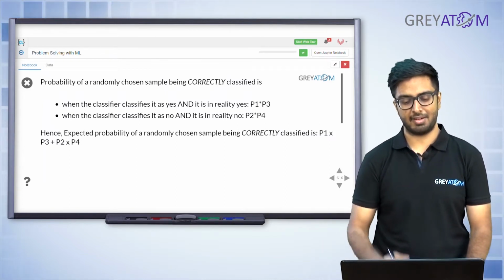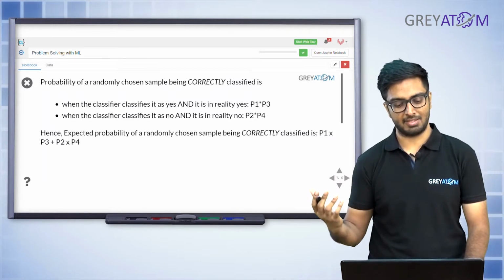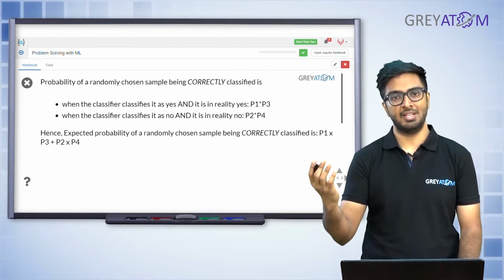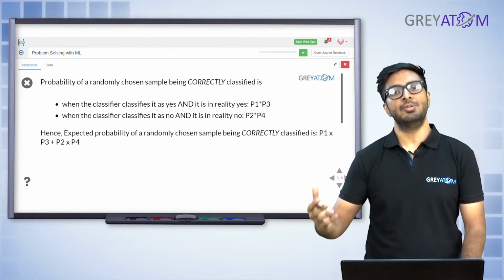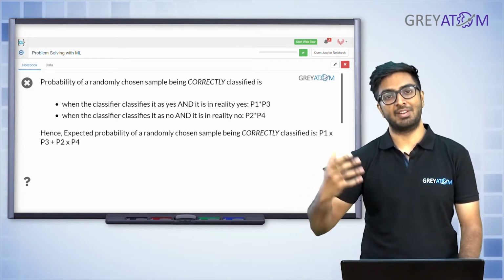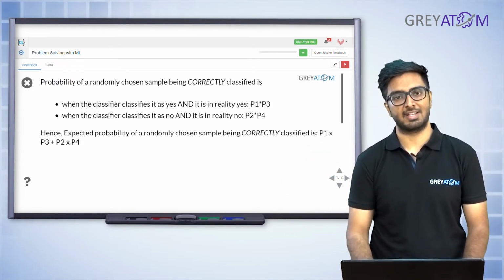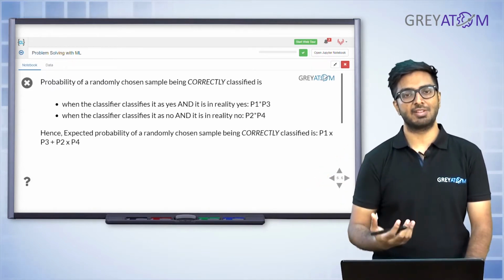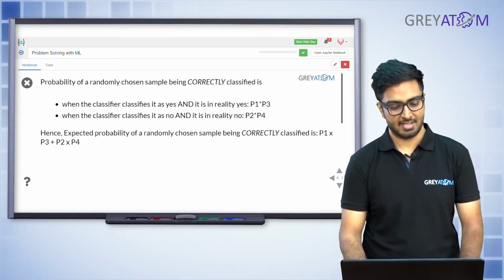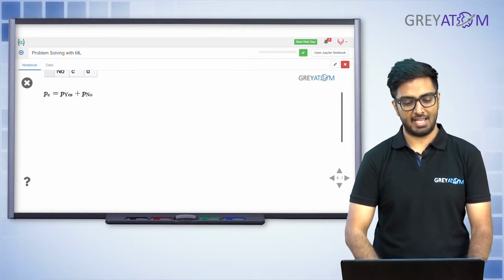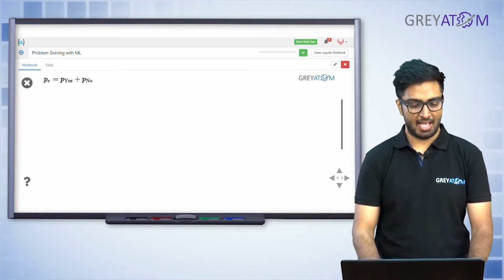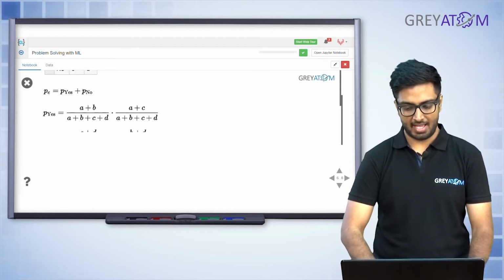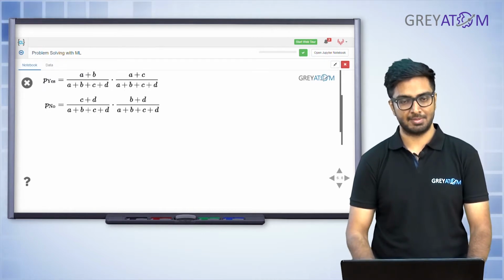So hence the expected probability of a randomly chosen classifier is P1 into P3 plus P2 into P4, right? P1 into P3 is basically the probability that I've randomly chosen a positive instance, into the probability that, given any observation, it is classified as a positive instance. Similarly, P2 is the probability that I've randomly chosen a negative instance, and P4 is the probability that it is classified as a negative instance. So now you combine that: P expected is nothing but P yes plus P no, and P yes I have already explained to you is P1 into P3, and P no is P2 into P4.